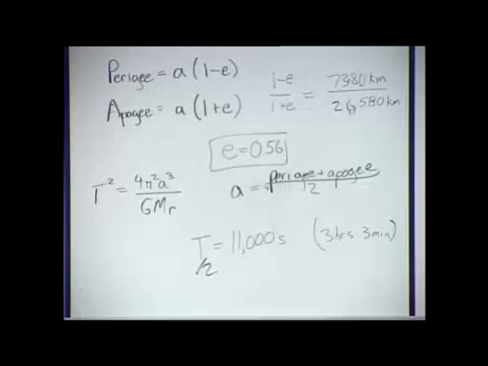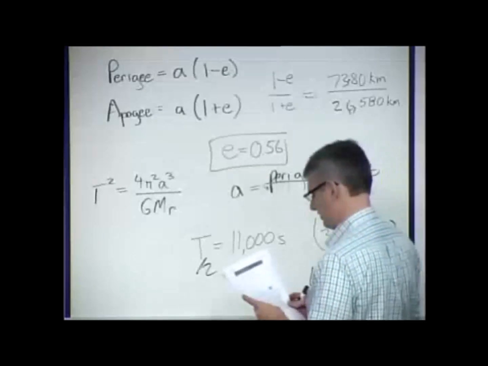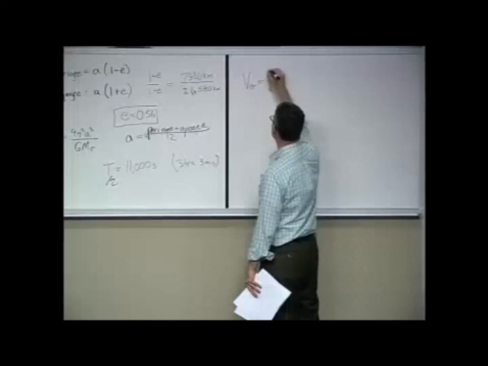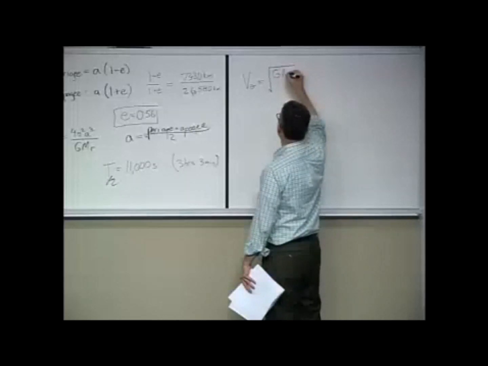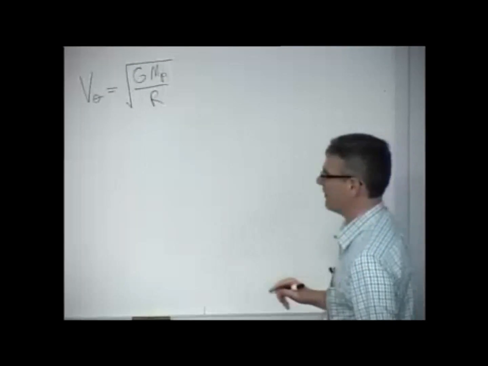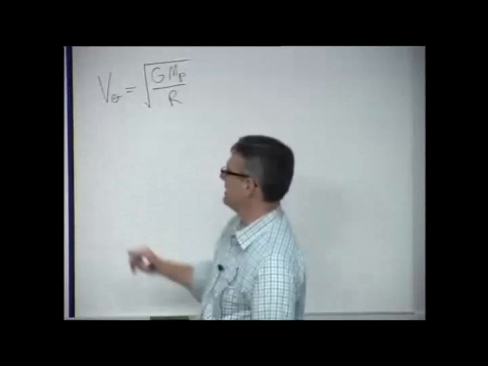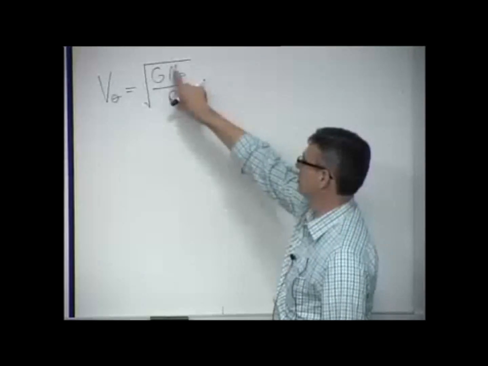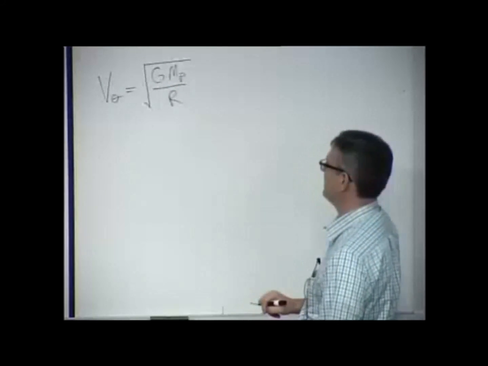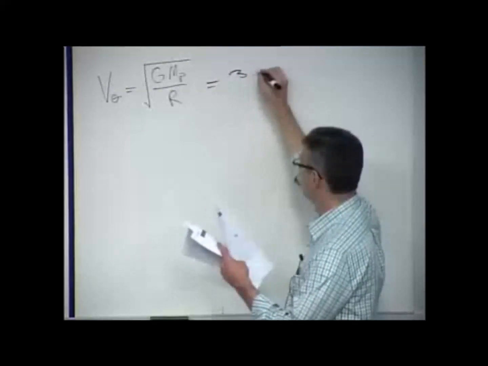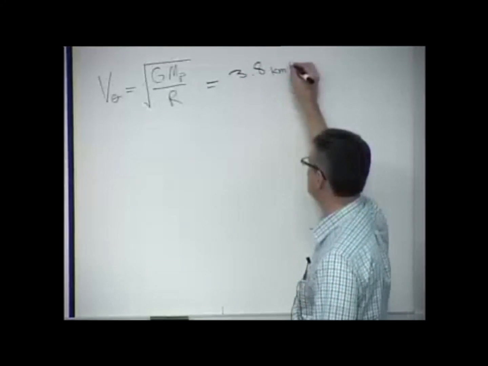And then what is the final orbital speed? Well, that we calculated earlier, right? V theta is equal to the square root of GM_E divided by your final radius. The final radius is 26,580 kilometers. The Earth's mass is 6 times 10 to the 24 kilograms, Newton's constant is 6.67 times 10 to the negative 11th. We get 3.8 kilometers per second.